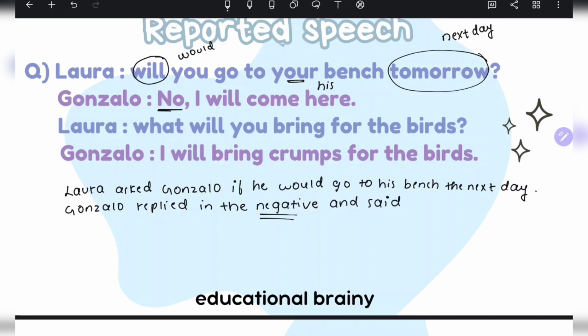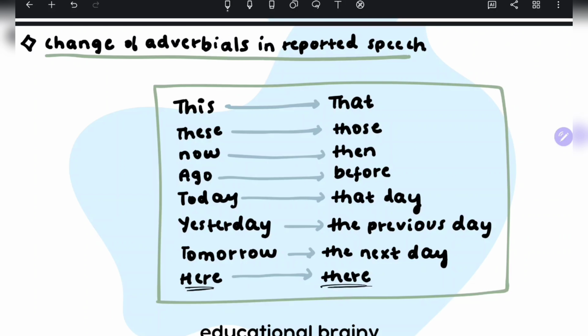And what did he tell? And said that he would. See, "will" changes to "would". "I" changes to "he". He would come here. "Here" changes to "there". Come there. See, "here" changes to "there", as we have learned in the previous slide.